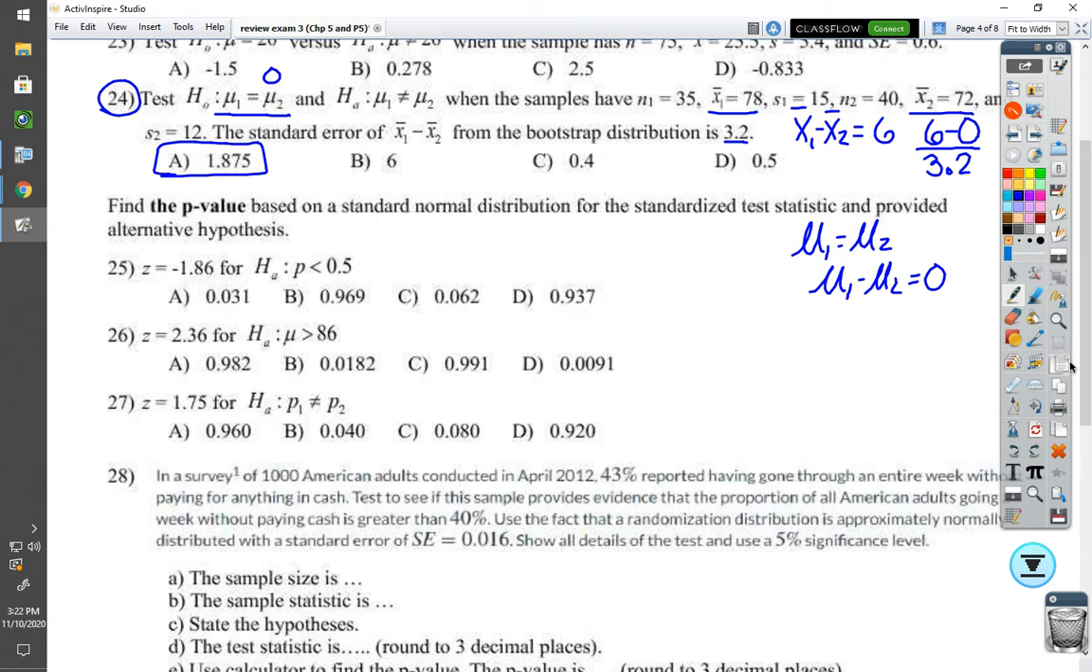Number 25, find the p-value this time. So we're finding a p-value in this one. We have a z-score of negative 1.86. We have a left tail test. And I know that because it's a less than symbol right there. And I need to calculate the area for this. P-value always means area. Area always means normal CDF.